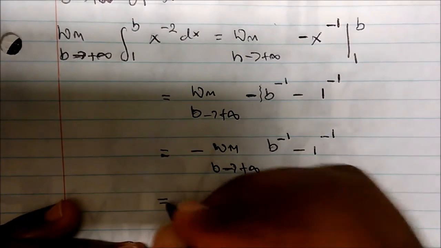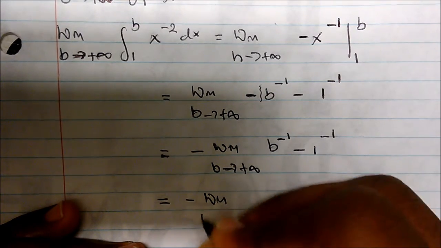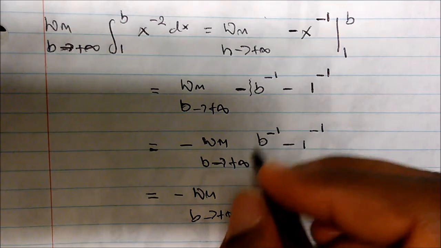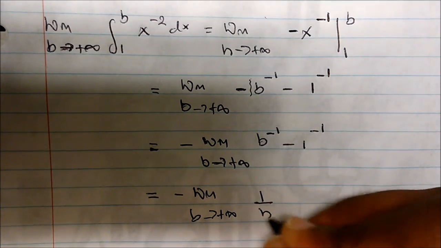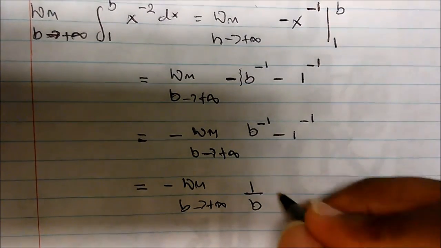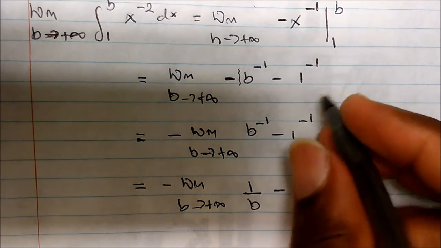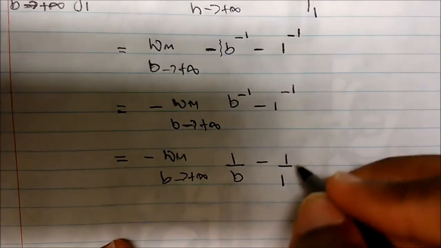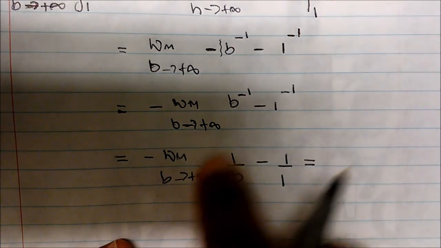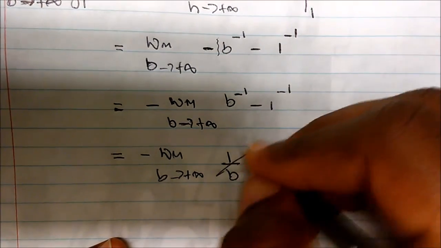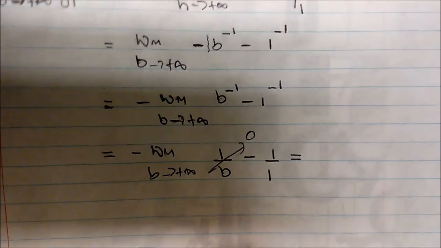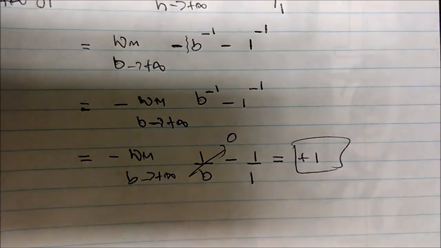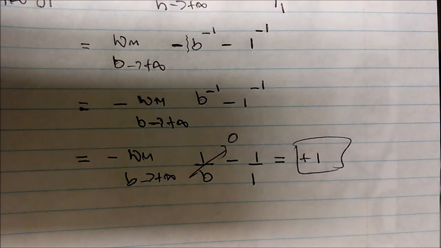Okay, so this now becomes negative the limit as b approaches positive infinity. Well, b to the negative 1 can also be written as 1 over b, minus, well, 1 to the negative 1 can also be written as 1 over 1. Okay, and the idea now simply becomes we could just plug in our infinity. So 1 over infinity, well, this eventually goes to 0. And then we have a negative times a negative. So the integral in this case would actually be positive 1.